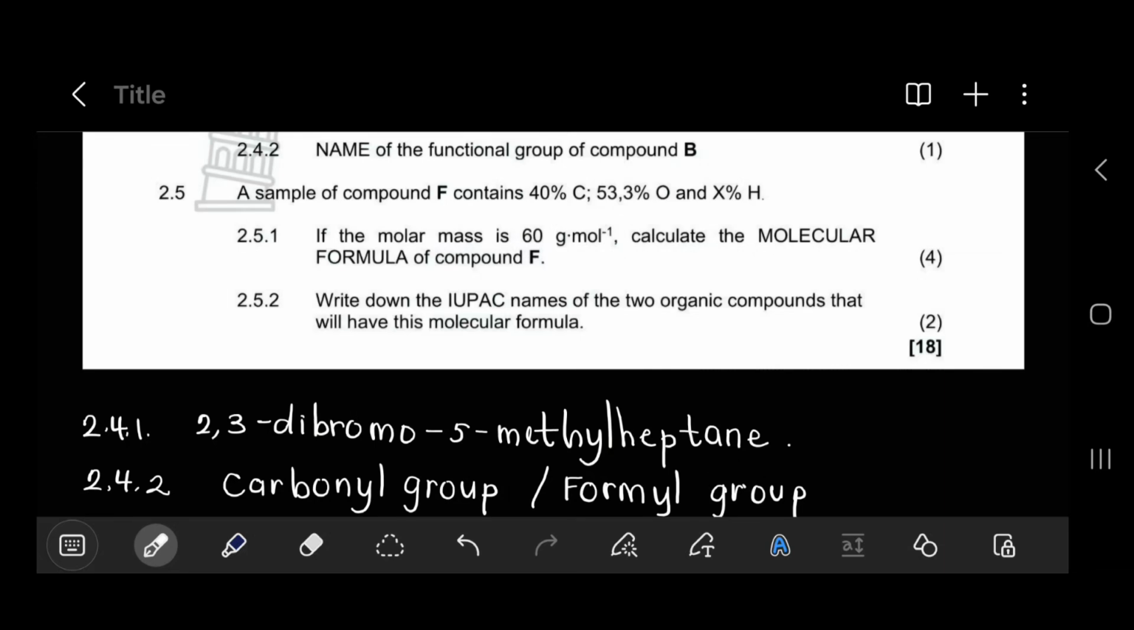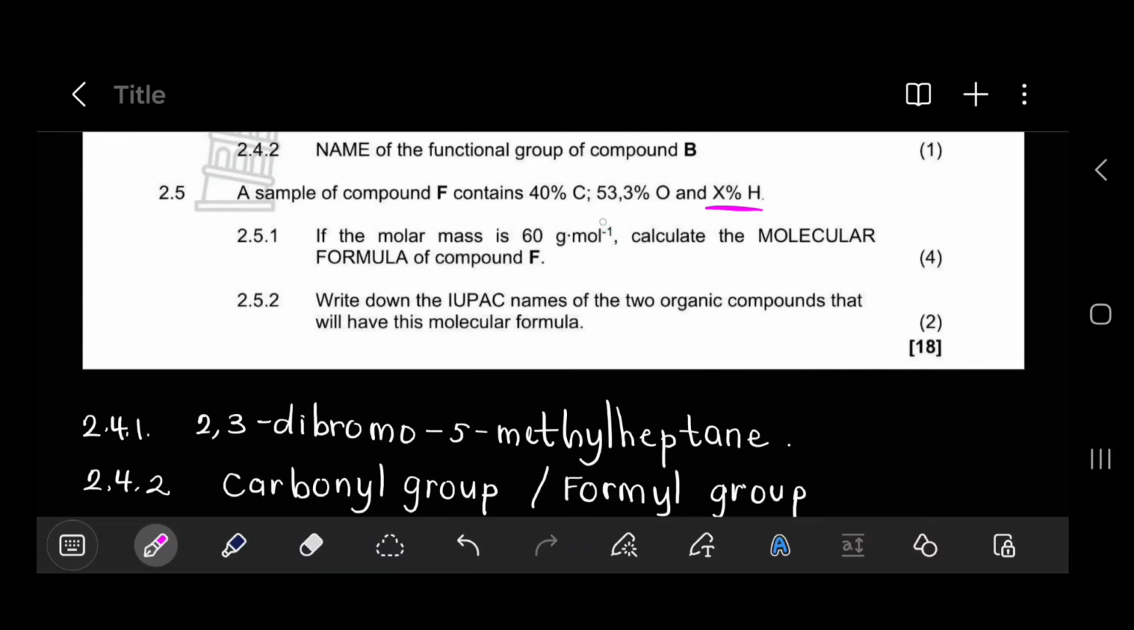Now here's the thing. If we look at the percentages that are given, you know that you take them as your masses. So you use them directly as your masses and you can calculate number of moles. However, what we notice is that we don't know the percentage of hydrogen. But since this compound is made up of carbon, oxygen, and hydrogen, it means that together, all 3 elements make up 100% of the compound.